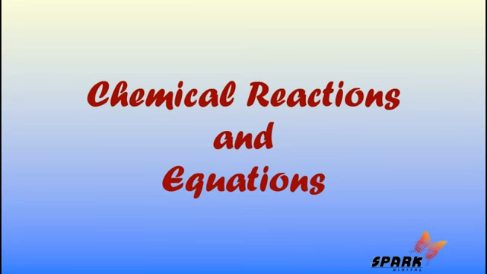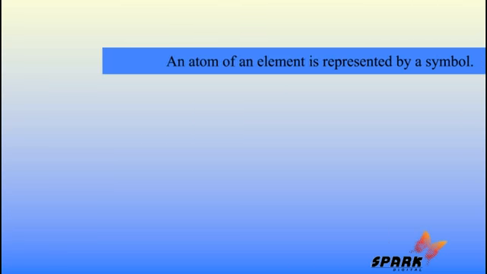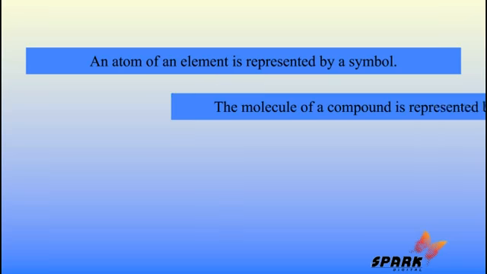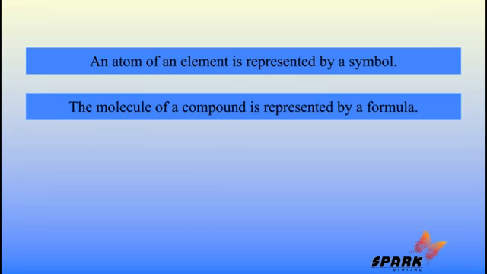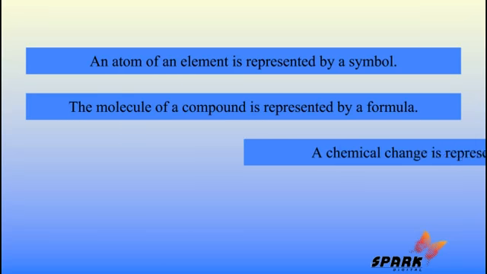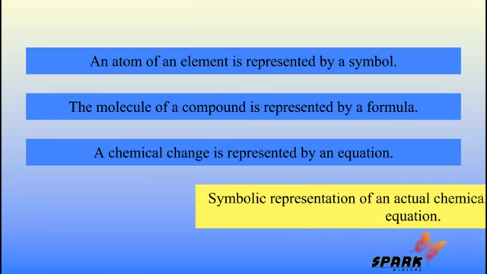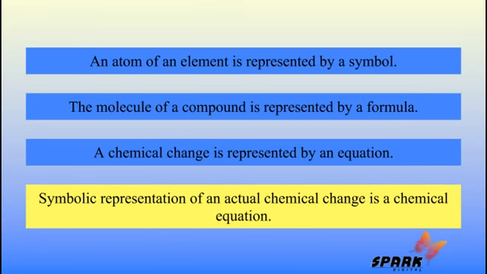Chemical reactions and equations. An atom of an element is represented by a symbol. The molecule of a compound is represented by a formula. A chemical change is represented by an equation. Symbolic representation of an actual chemical change is a chemical equation.